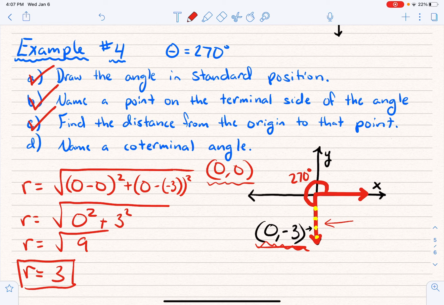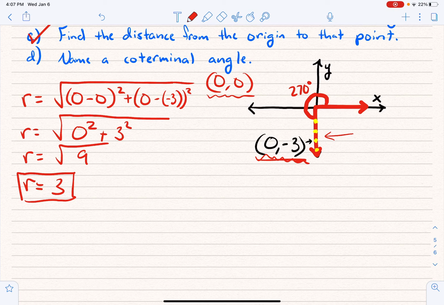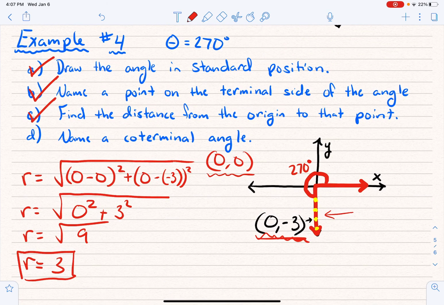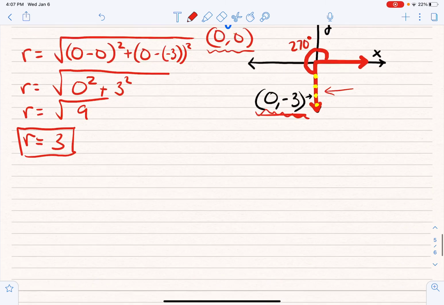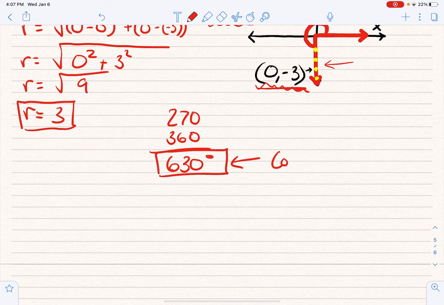And lastly, name a coterminal angle. Okay, if I have to come up with a coterminal angle, easiest thing I can do is add or subtract 360. So what I'd like you to do is right here, we would go ahead and add or subtract 360. So we're going to do that right here. We just add 360 and say, well, 270 plus 360 would give me 630 degrees. 630 degrees is coterminal to 270.